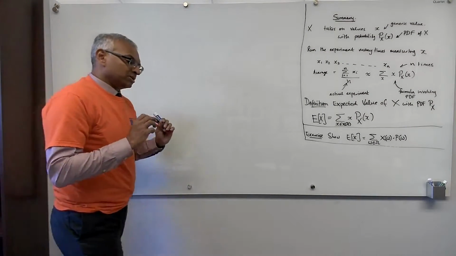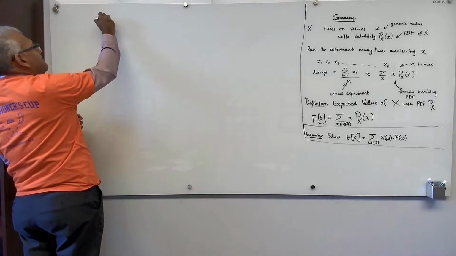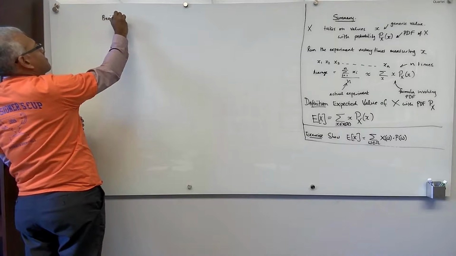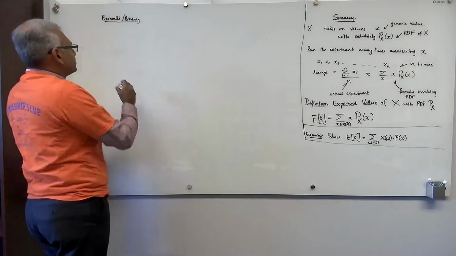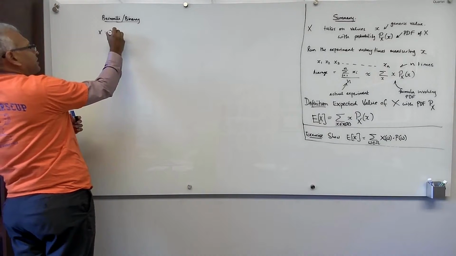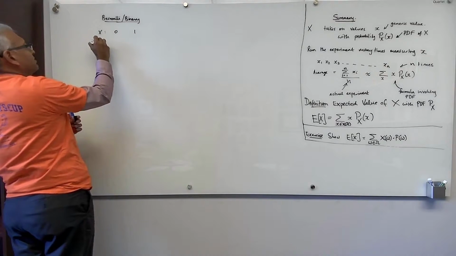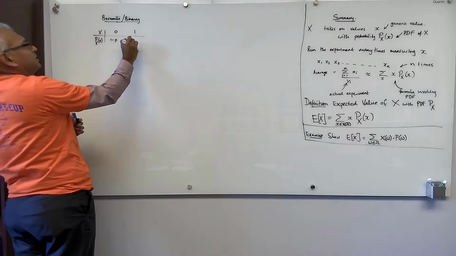Let's start with the Bernoulli and the uniform. So those are the easy cases. So the Bernoulli, or binary random variable: x is equal to, the possible values are 0 or 1, and the probabilities are 1 minus p and p.